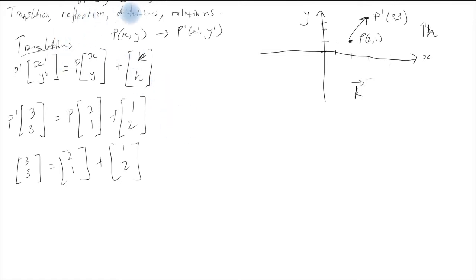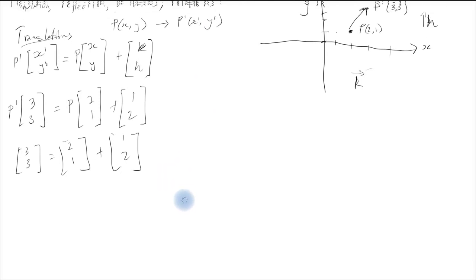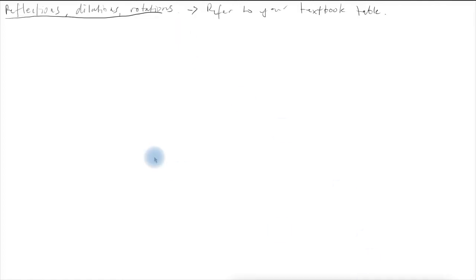These other things, reflections, dilations, and rotations, are all done using matrix multiplication. So let's start that off here. Let's do our reflections, dilations, and rotations. I'm just going to tell you that you need to refer to your textbook table, which has all of the different styles of reflections, dilations, and rotations listed. But we're just going to do a few examples so that you can get used to using them. So first off, let's do a reflection across the x-axis.